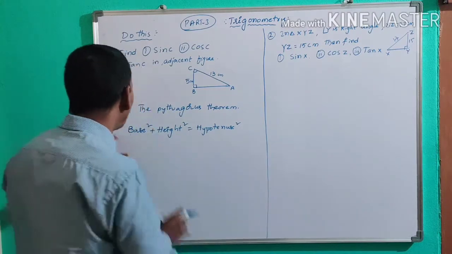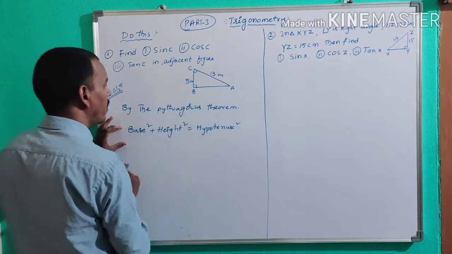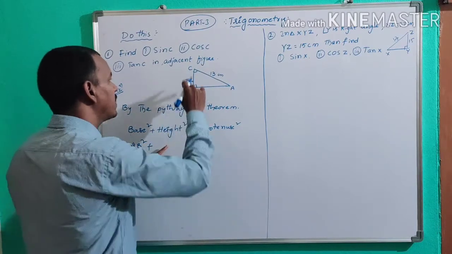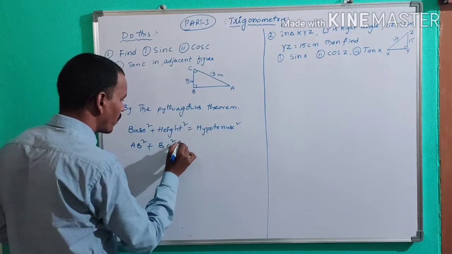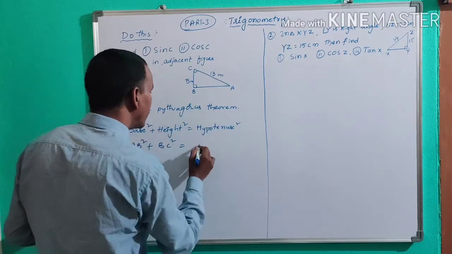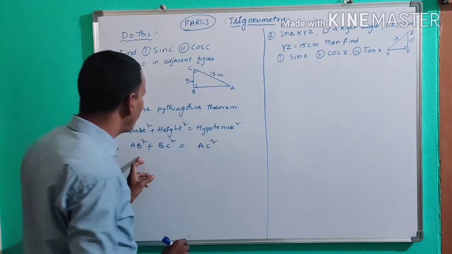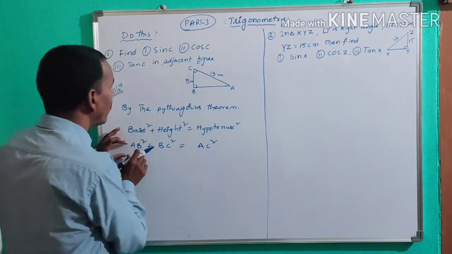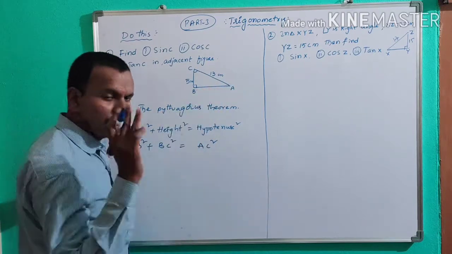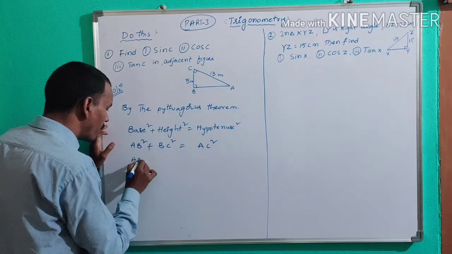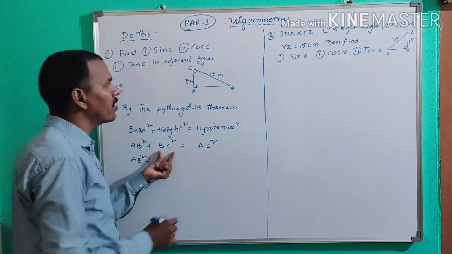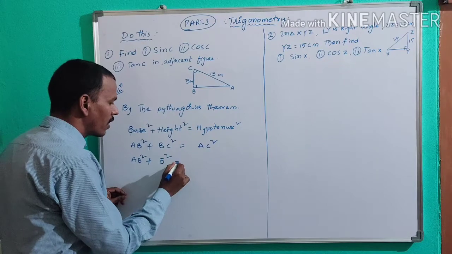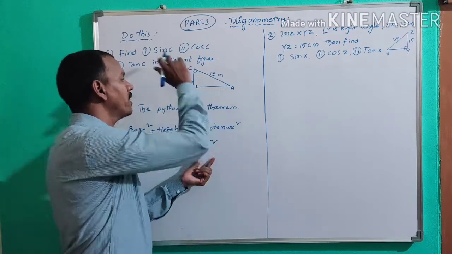Now here, what is the base in triangle? AB. What is the height? BC. What is the hypotenuse? AC. So here AB square plus BC square is equal to AC square. Now first of all, AB is equal to how much given? Not given. That's why I take it as it is, AB square. And next BC square is equal to how much given? 5 centimeters, means 5 square. And AC square is equal to how much given? 13 square.